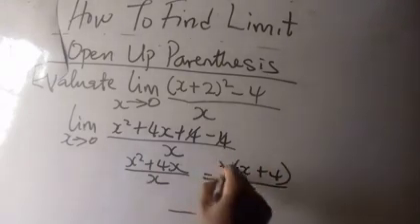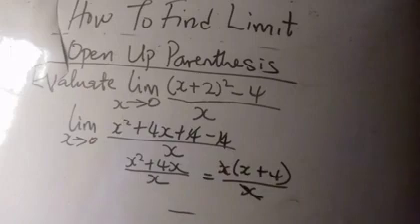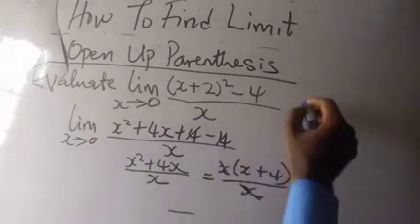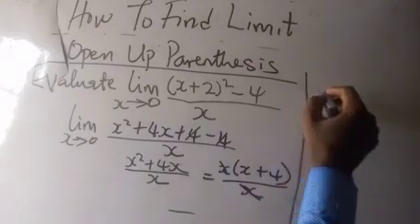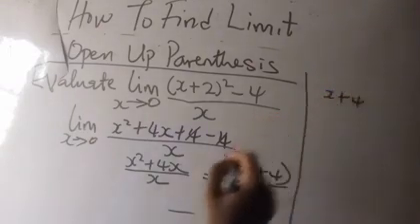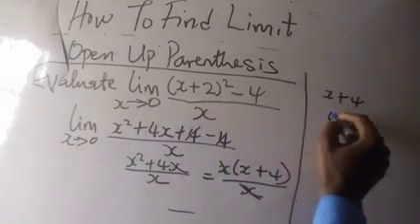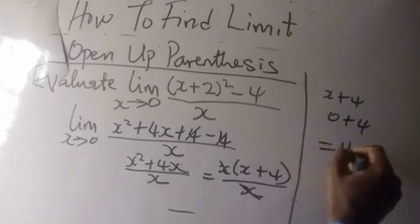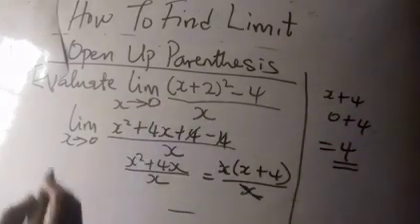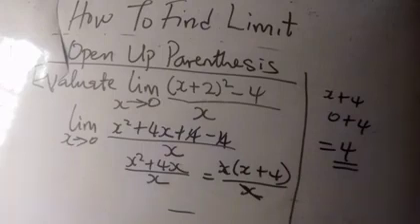And as x divides each other, what do we have left? We have x plus 4. So if we slot the value of x, 0, into this, 0 plus 4, our final answer is 4, meaning that there is a limit in this function given to us. Before you can conclude that there is no limit in the function given, you need to explore the four methods.